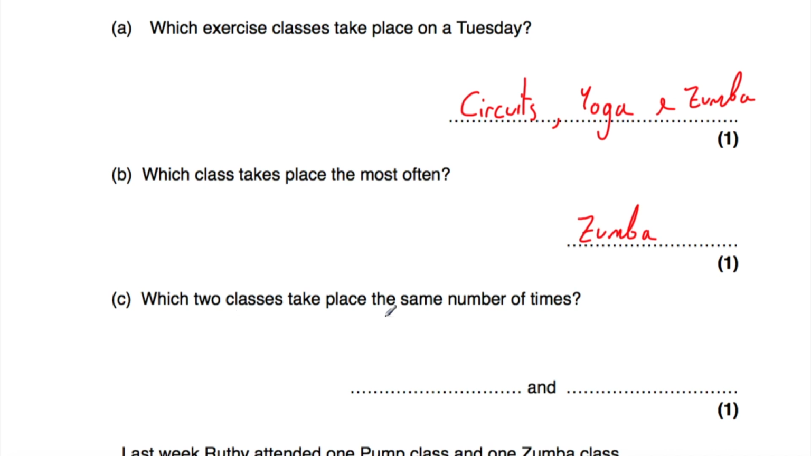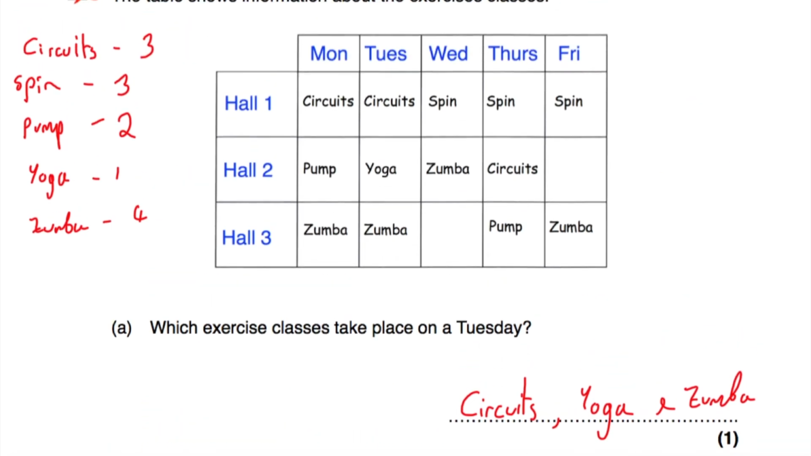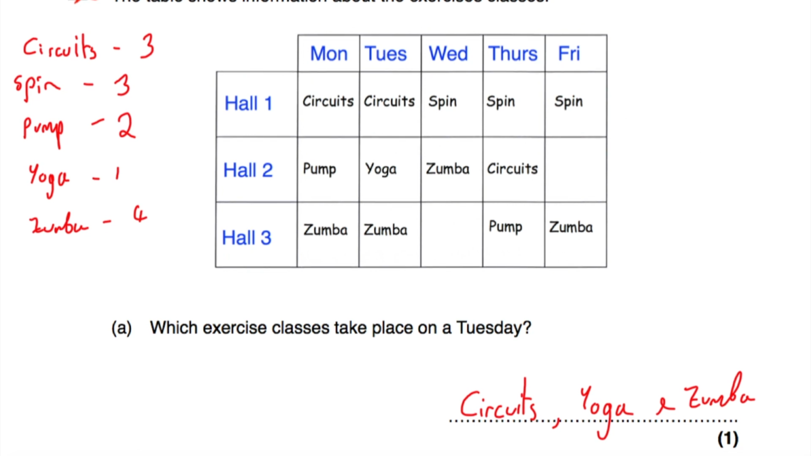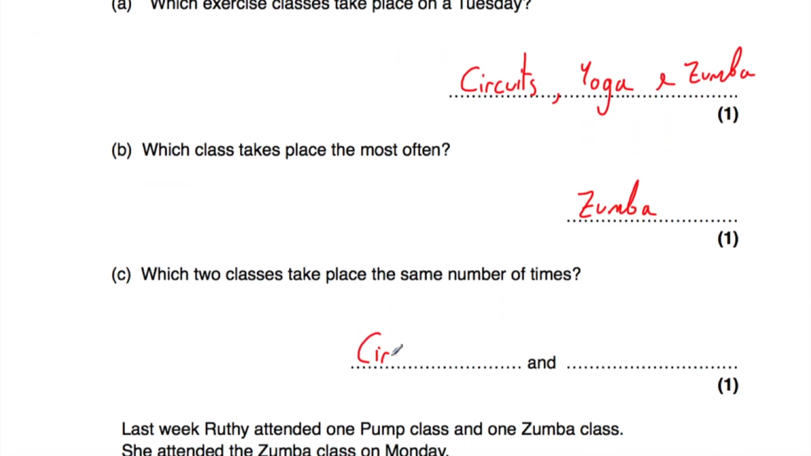Okay, part C. Which 2 classes take place the same number of times? So if we go back up, we can see circuits take place 3 times and spin takes place 3 times. So that means that circuits and spin take place the same number of times. And that's it. So circuits and spin. So let's write that down. Circuits and spin.